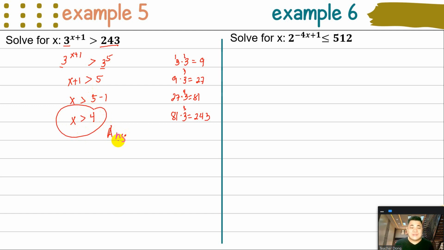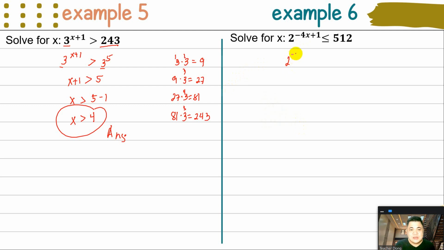And then we have the last for inequalities. Solve for x in the inequality 2 raised to the power of negative 4x plus 1, and the symbol is less than or equal to 512. So of course, the base that we're going to use is 2.